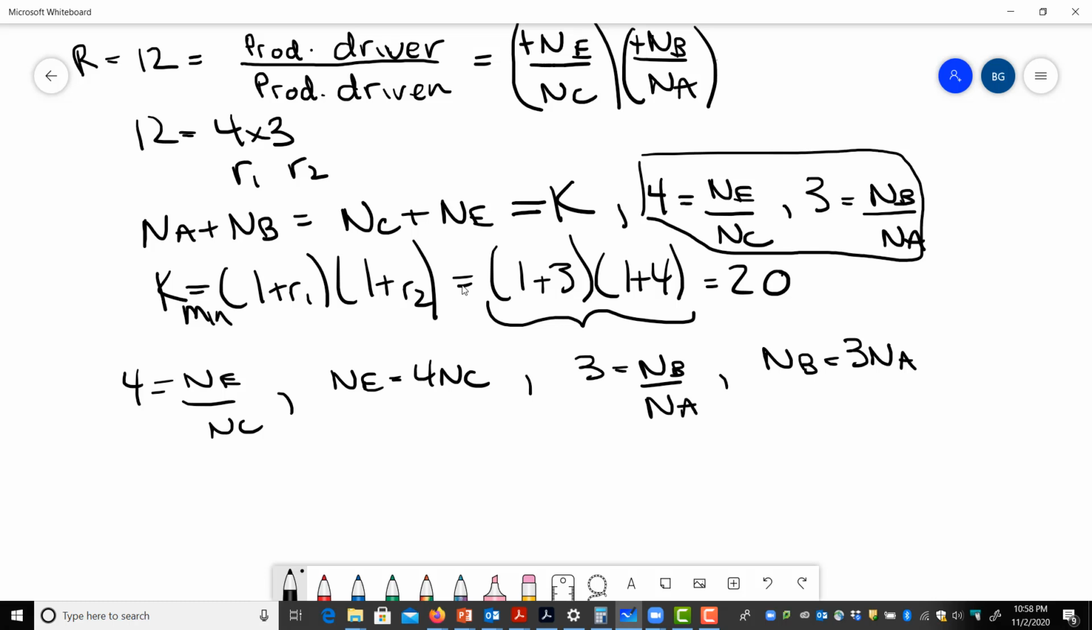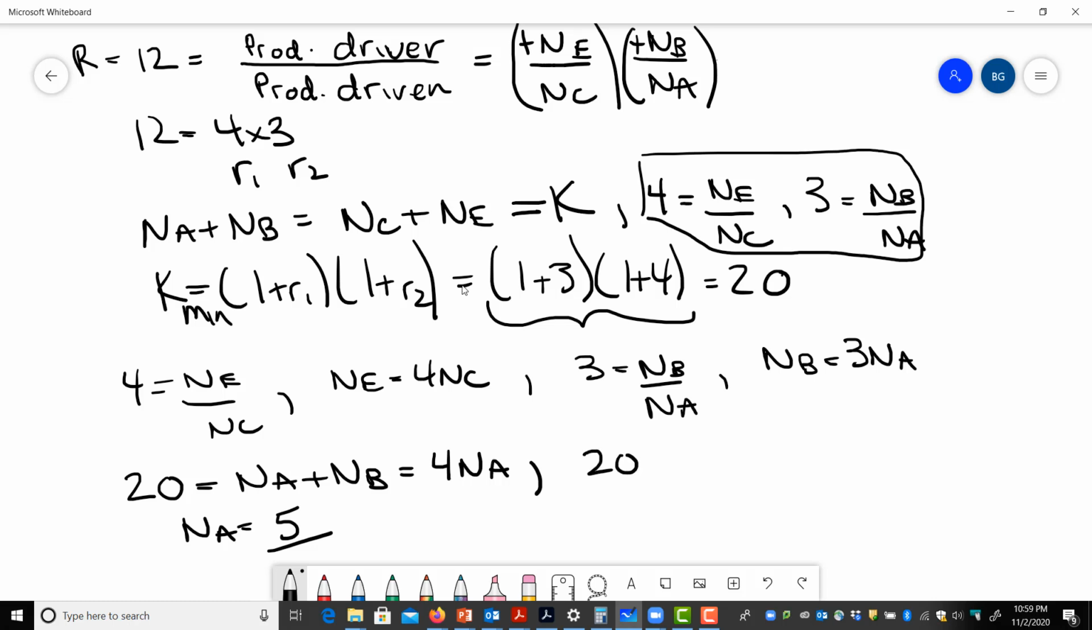Okay, so let's just try the minimum K equals 20. And we're going to sub it back into this relationship here, right? So 20 equals NA plus NB, right? But NB is equal to 3NA, so this equals 4NA. Therefore, NA equals 5. And we know that's too small for a spur gear. Just for completeness, let's go to the other side. 20 equals NC plus NE.